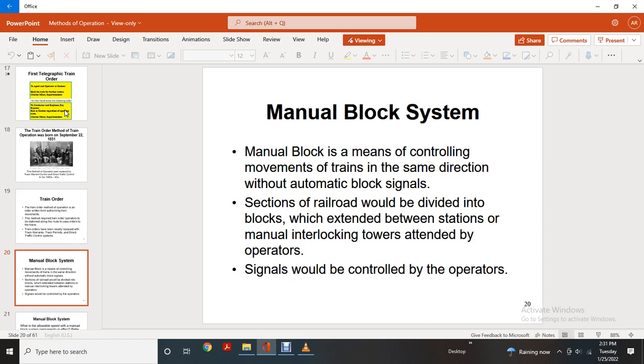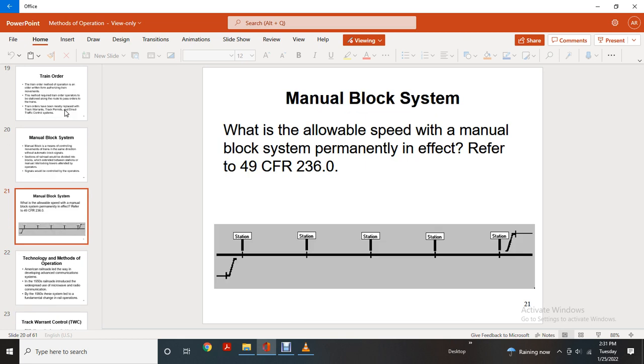Manual block system, meaning control of the movement of trains in the same direction without an automatic block system. The railroad is divided into blocks extending between stations or manual interlocking towers attended by operators. Signals are controlled by the operator in the manual block system. Whether it is allowable to use the manual block system permanently, refer to Title 49 CFR 236.